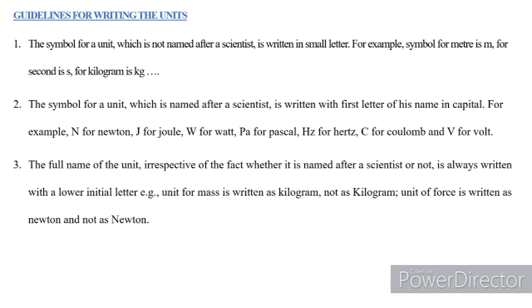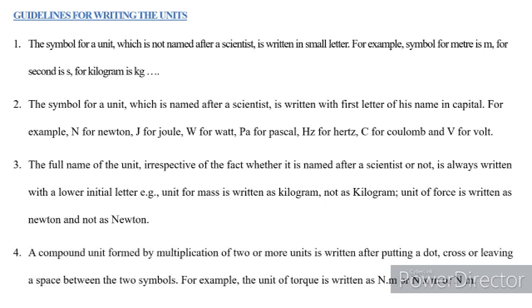Finally, if you write the unit in its full name, whether it is a scientist's name or not, it should be written in small letters, not in capital letters. And for a compound unit, if two units are formed by multiplication, you should give them a gap. You don't write them together; either you put a dot, or you put a multiplication symbol, or you give a space.